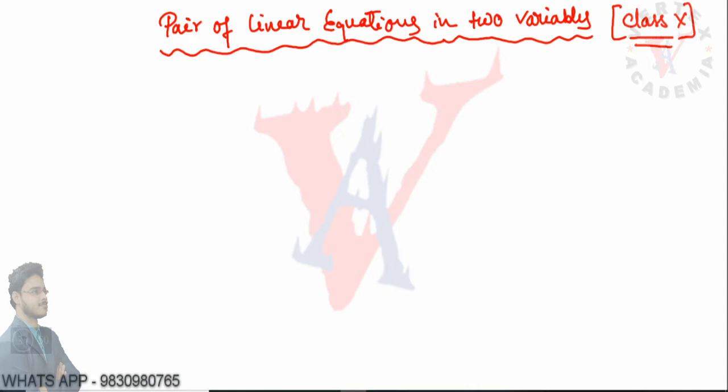Today is the fifth lecture on pair of linear equations in two variables, and today we will discuss another algebraic method. In the last class we discussed substitution. Today we will discuss elimination. So let us start. Elimination.